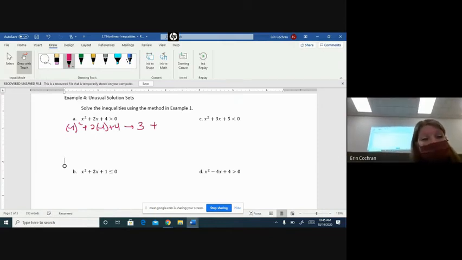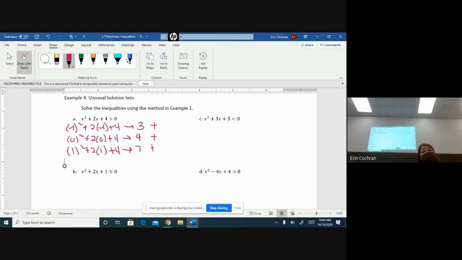Let's just plug in 0. What do we get when we plug in 0? We get 4, and that is positive. Okay. What if we plugged in a positive number, like +1? What would I get? We get 7. It'd be positive again, right?